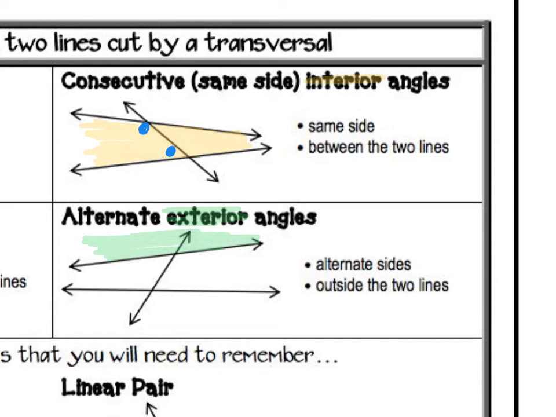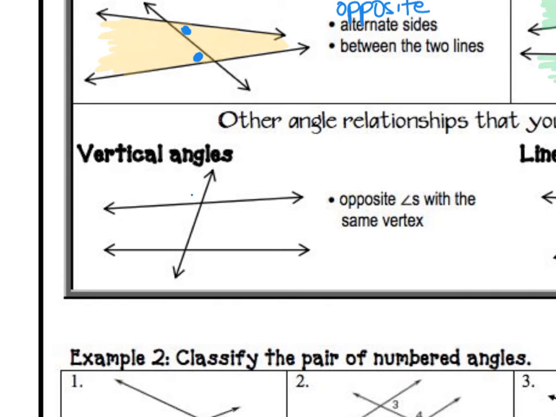So on the outside, that would be this part. So alternate exterior angles should be in that outside part. And they're alternate, so still on the opposite side of the transversal. So here is an example of alternate exterior angles. Those 2. So here's an example of vertical.